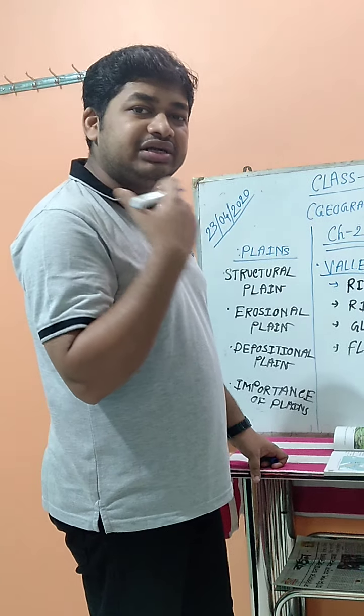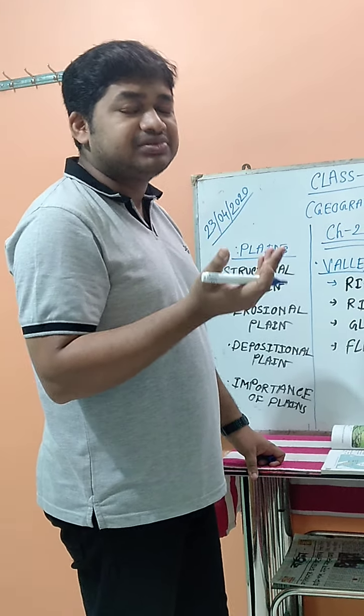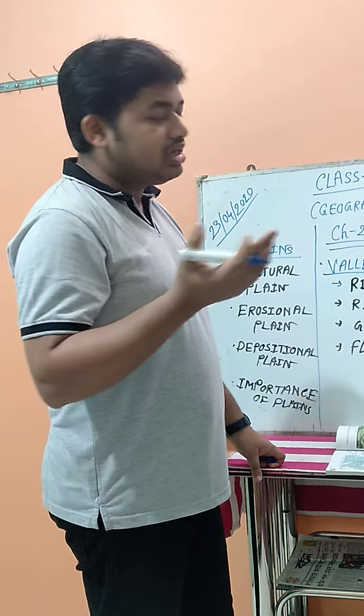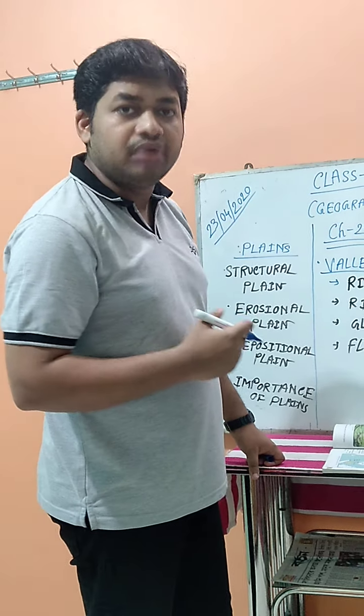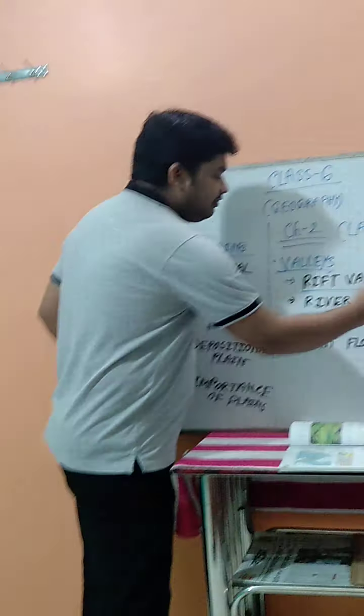Valleys can be of different types also. They can take a U-type shape, an I-type shape, or different shapes. Now we are going to discuss the different types of valley. The first one is the Rift Valley.